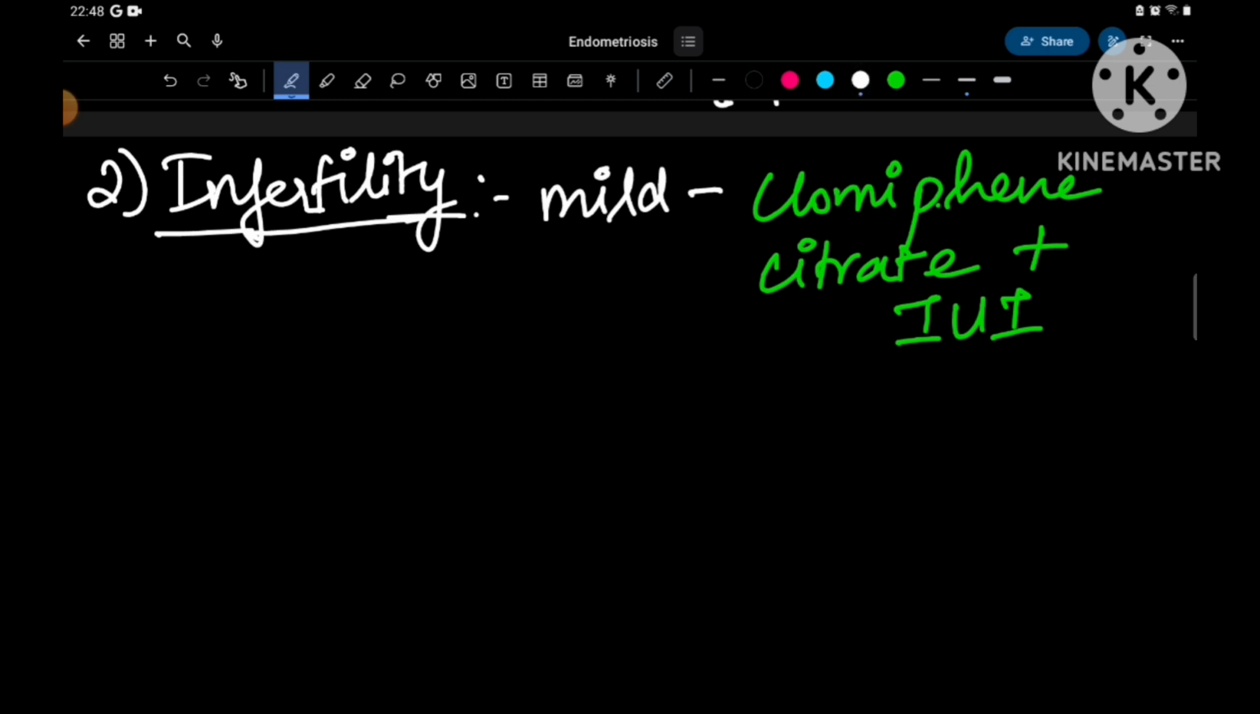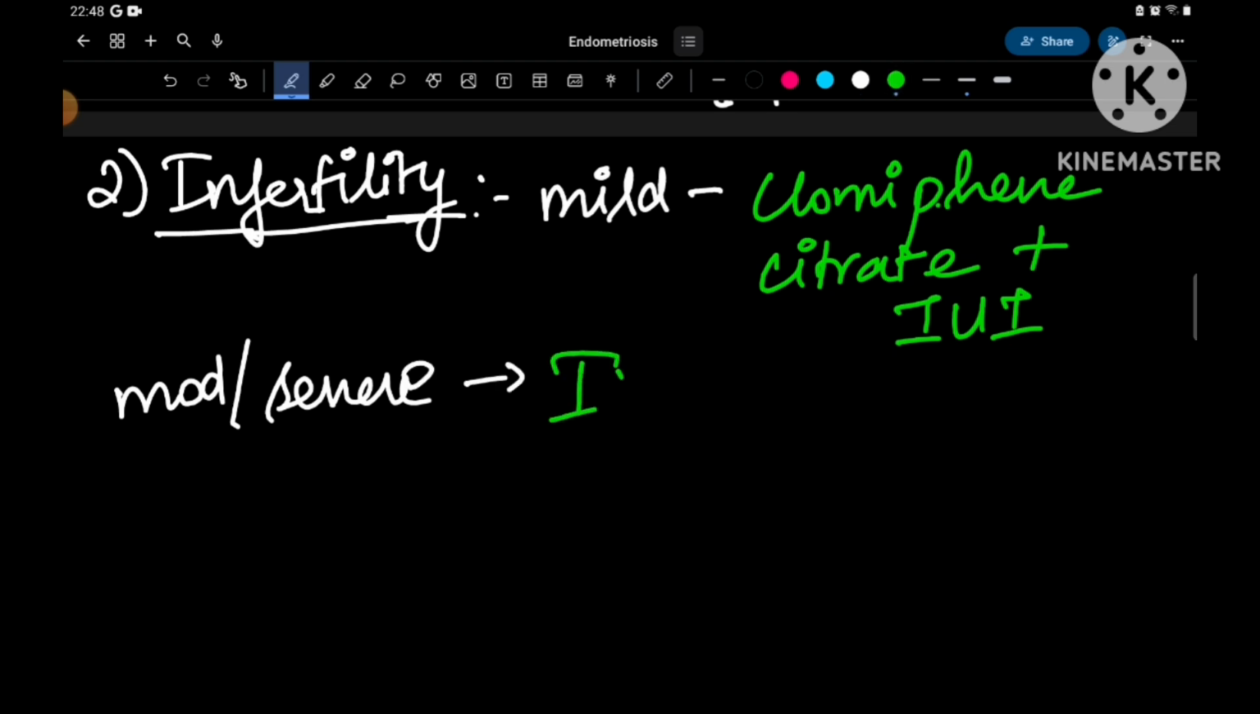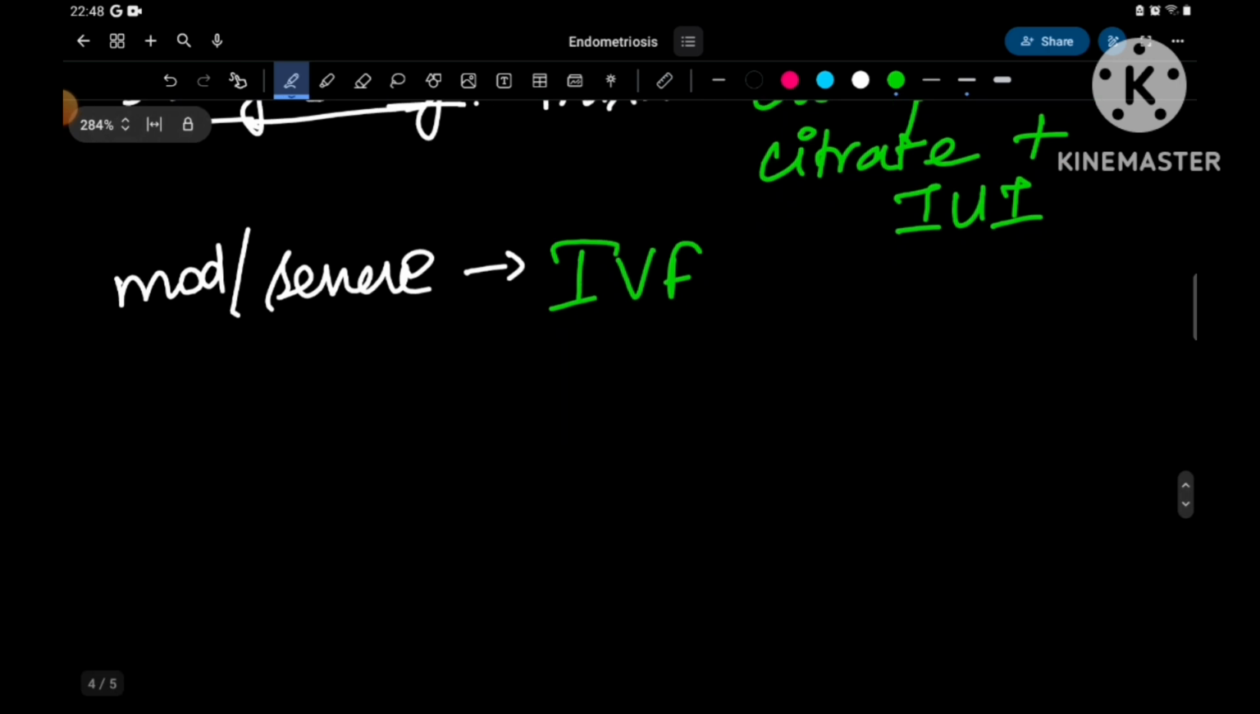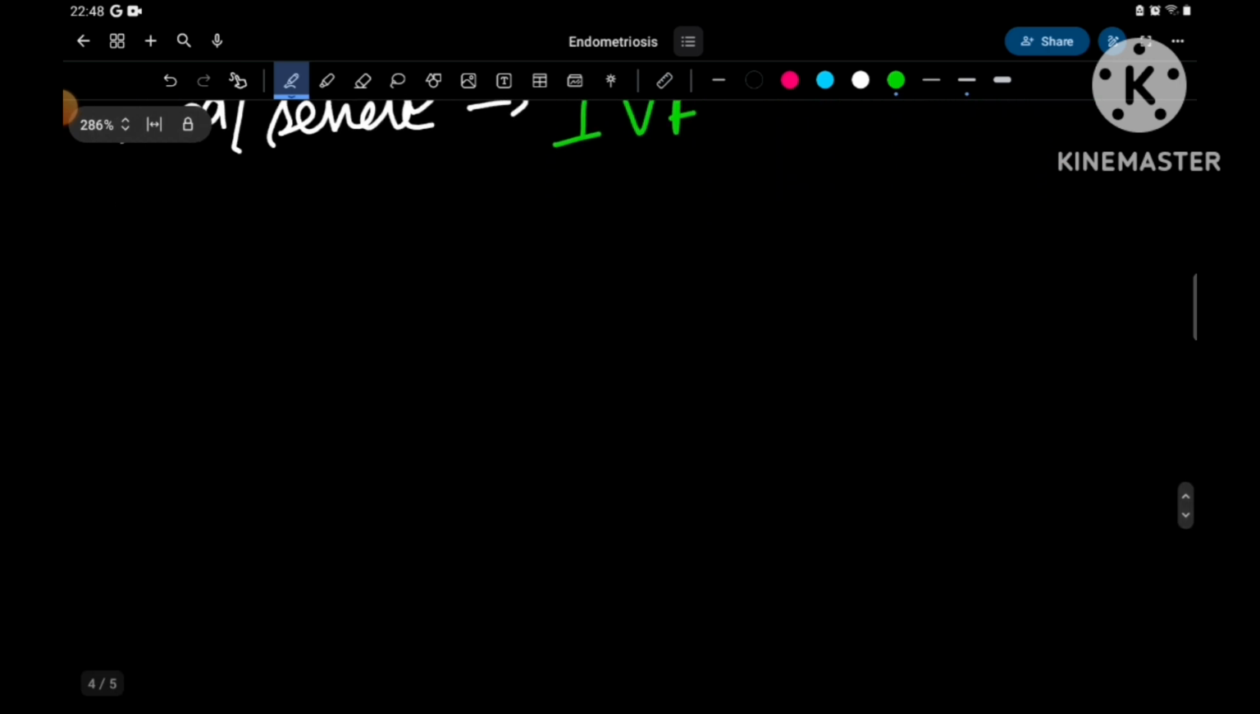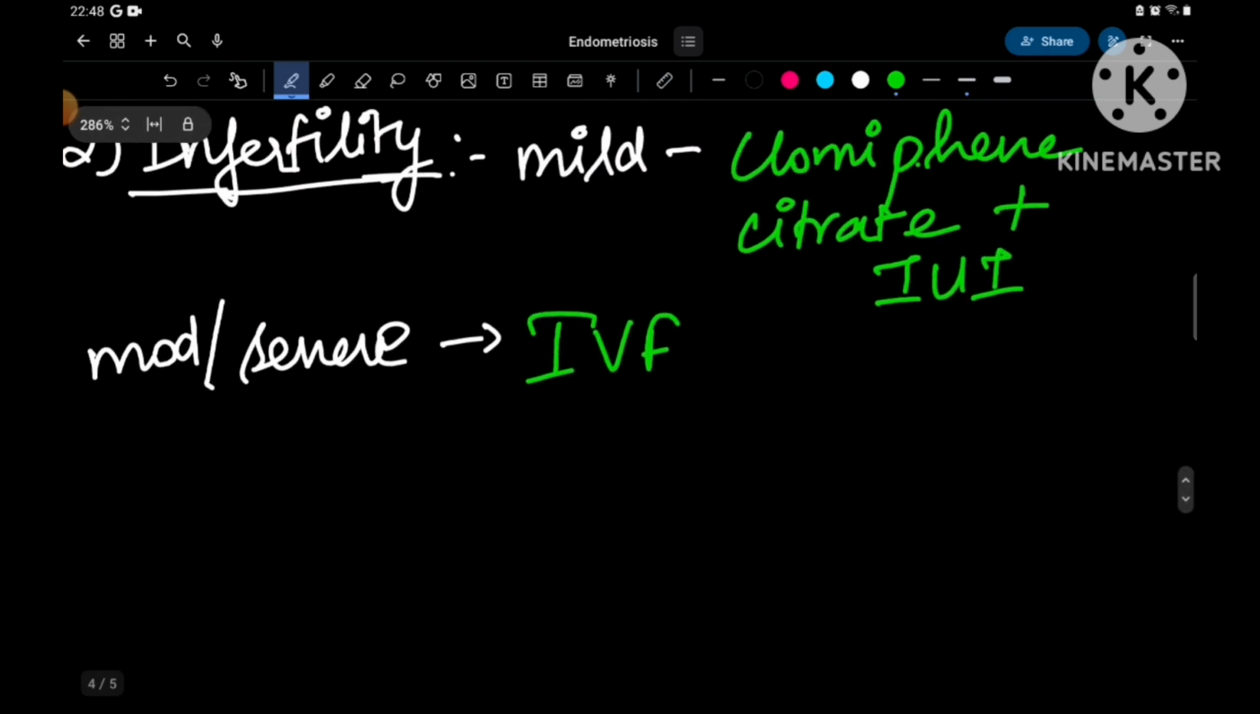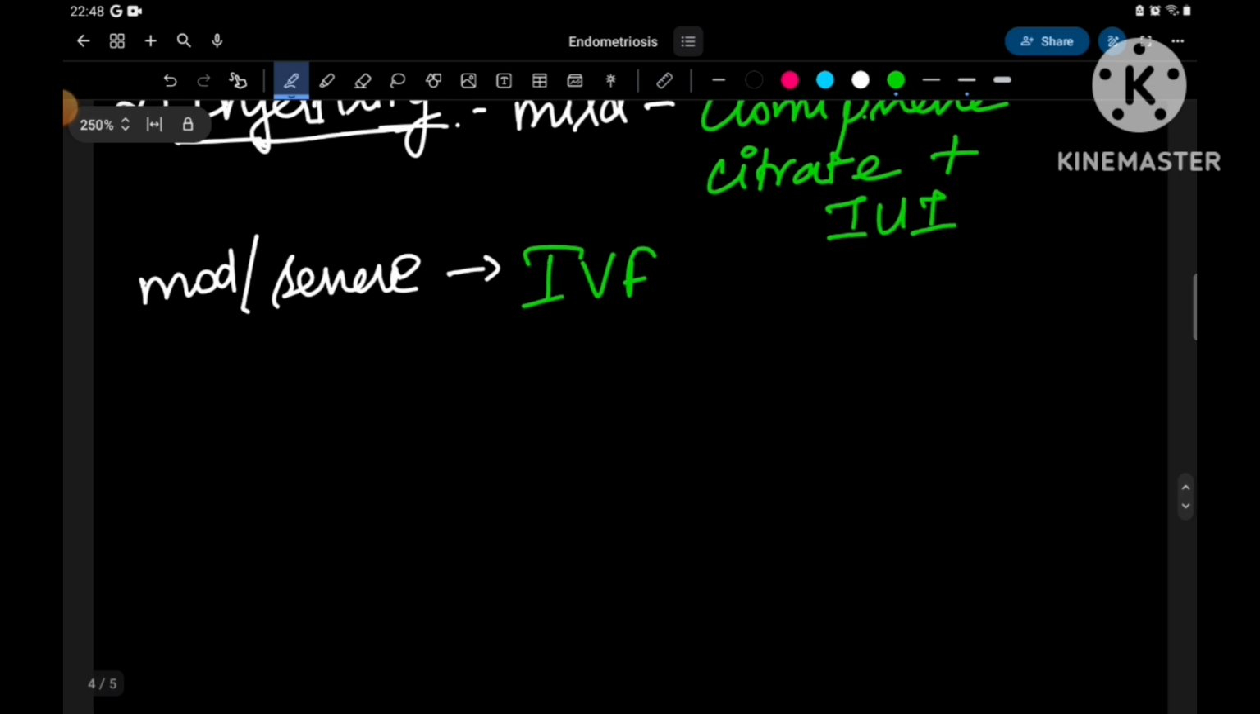For moderate and severe cases, what we have to do? Directly go for IVF, in vitro fertilization. Yes, next, third one. This is the second one, no? Third one is chocolate cyst, that is endometrioma.